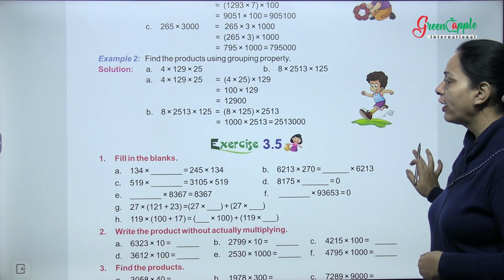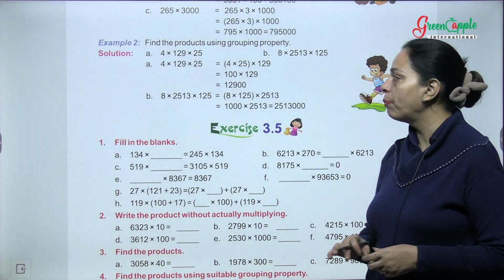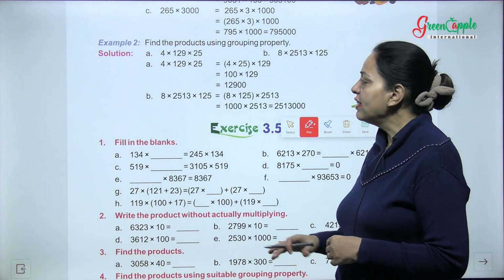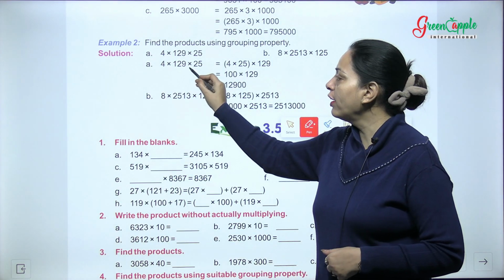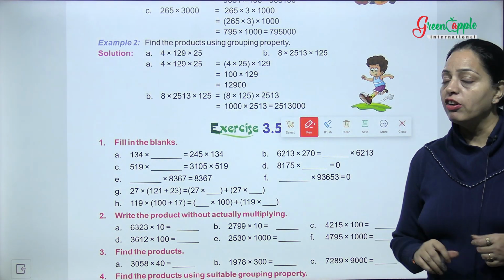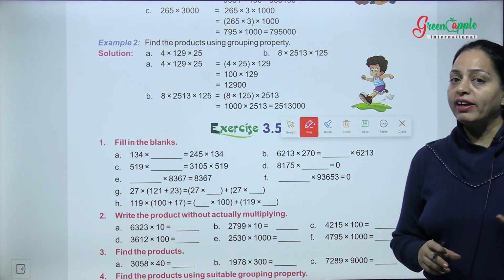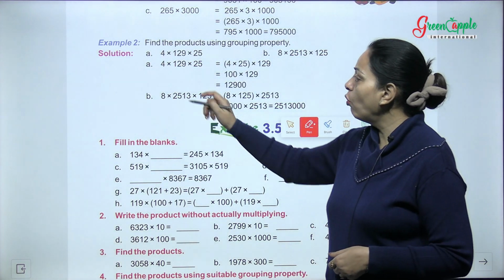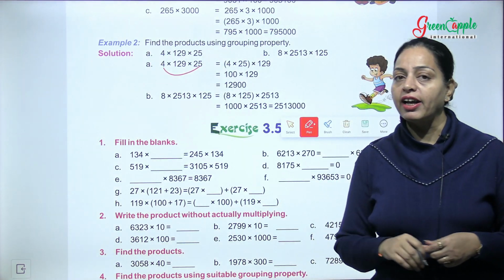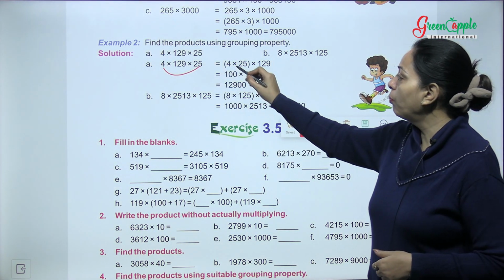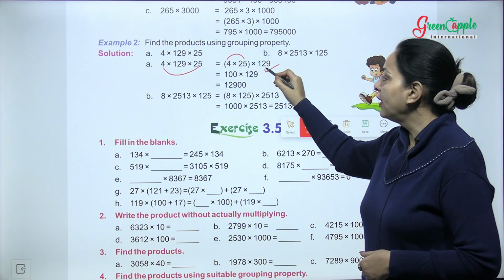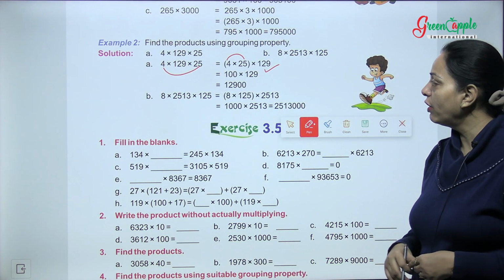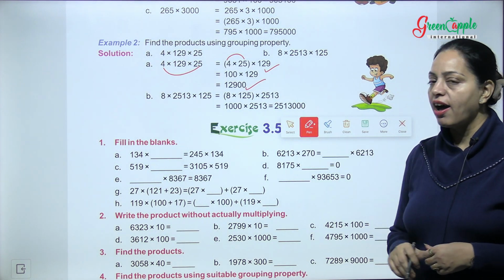Now example 2, find the products using grouping property. So this is very important and very easy. See A part: 4 multiply 129 into 25. So group it like this, so that we are getting multiples of 10, 100 and 1000. So here 4 into 25, you know this is 100. So we are grouping these two numbers and the second number we can write like this. Now 100 into 129, this is the answer.